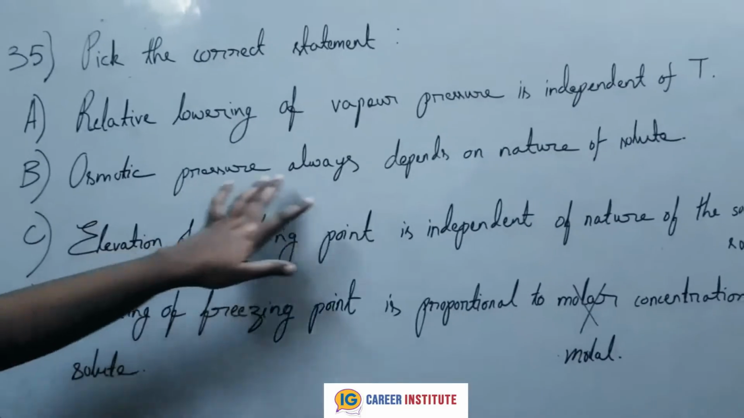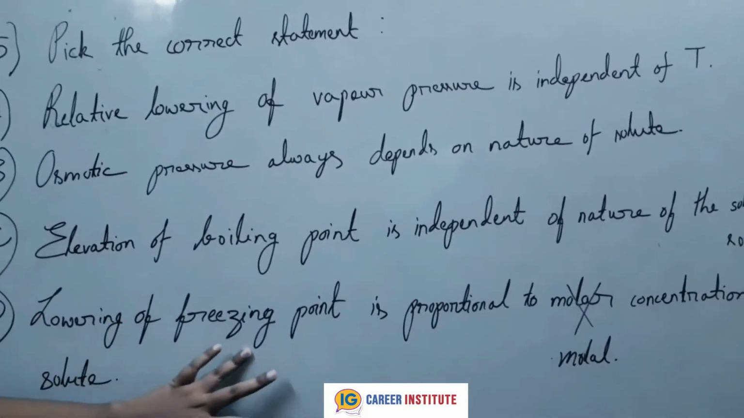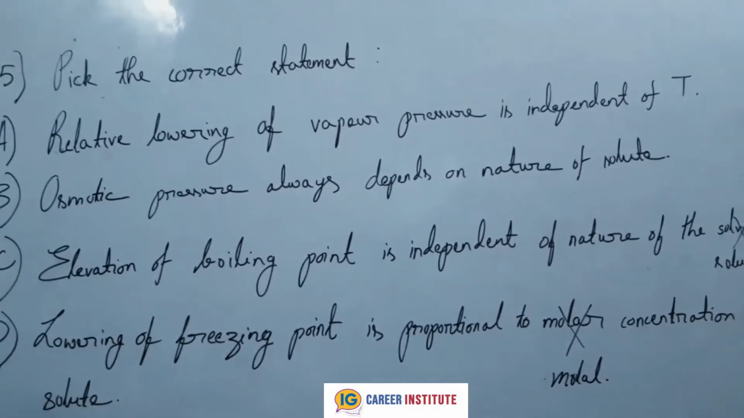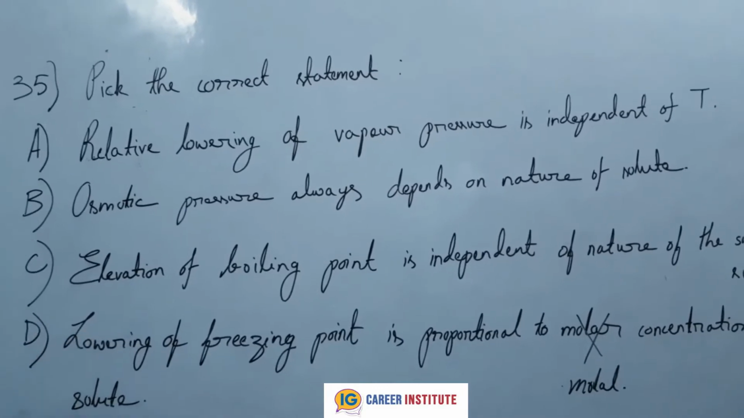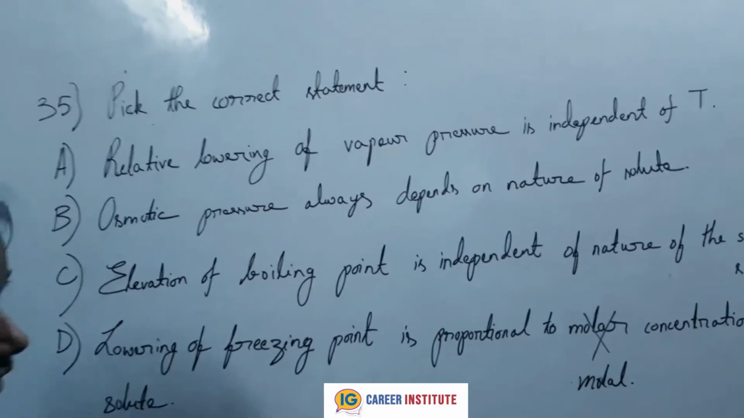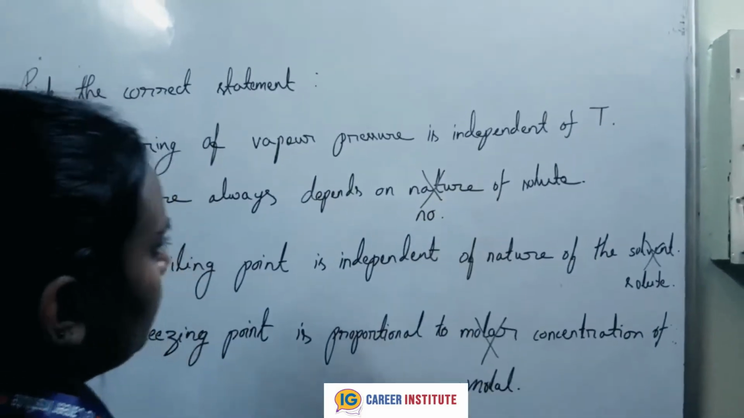Next is osmotic pressure always depends on nature of solute. Now osmotic pressure, elevation of boiling point, lowering of freezing point, all these are colligative properties. These have to depend on the number of solutes and not on the nature of solute. That's why it's a colligative property, right? So it doesn't depend on the nature but on the number of solute.